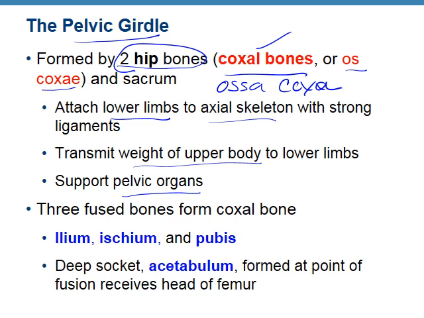And these coxal bones are created from the fusion of 3 separate bones. So we're going to look at the ilium, the ischium, and the pubis. And then the other feature that you need to be able to identify is the acetabulum, or the socket with which the head of the femur is going to articulate.